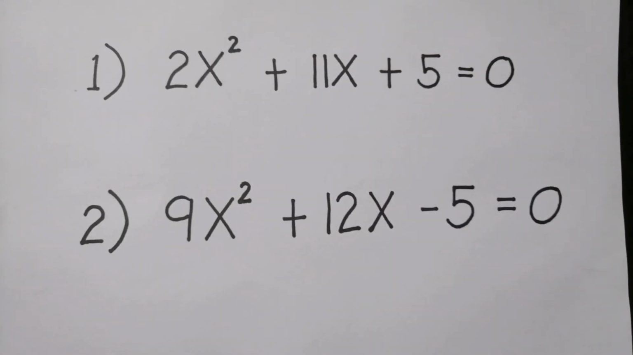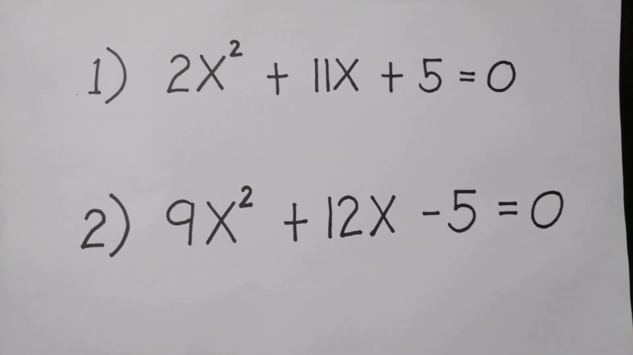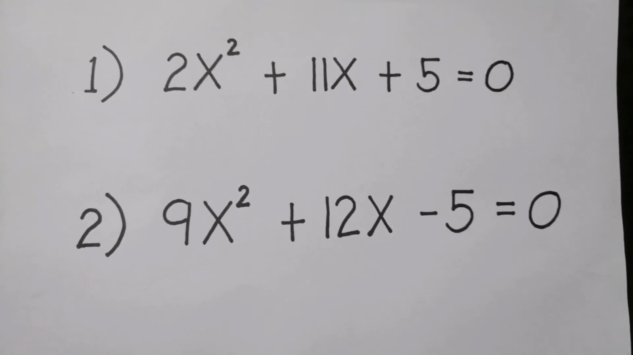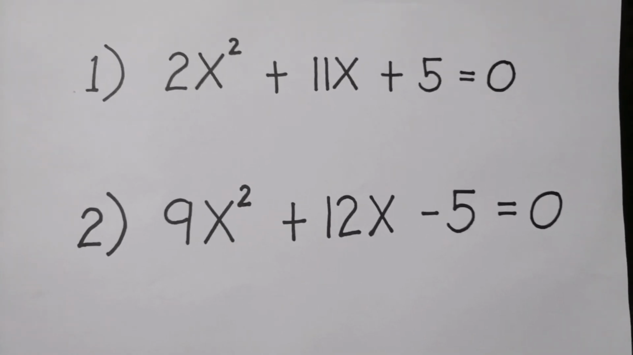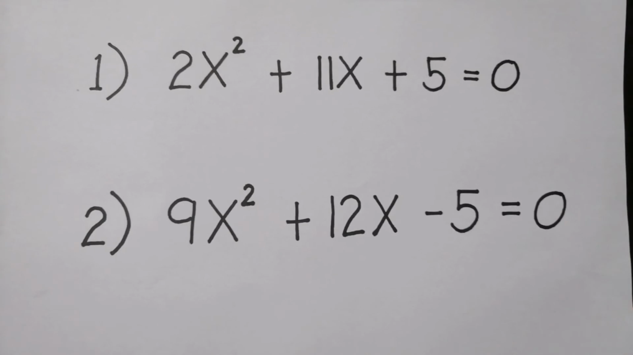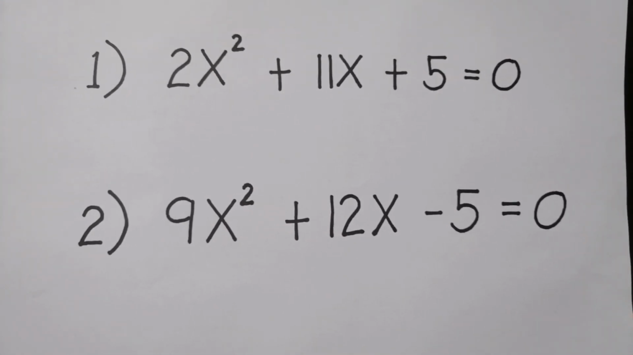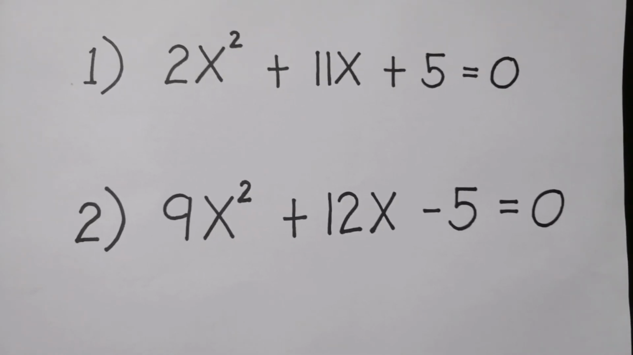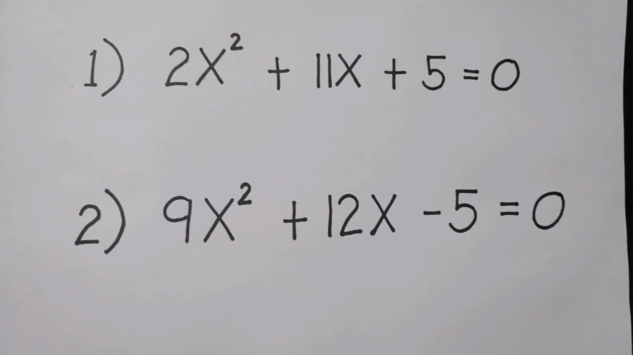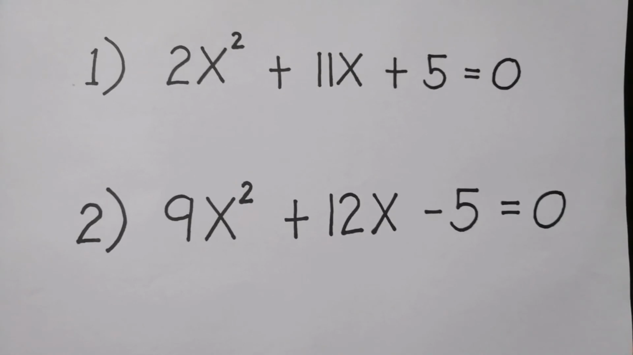It's your turn. Solve the following quadratic equations by completing the square. Number 1. 2x squared plus 11x plus 5 equals 0. Number 2. 9x squared plus 12x minus 5 equals 0. Good luck! Time starts now!